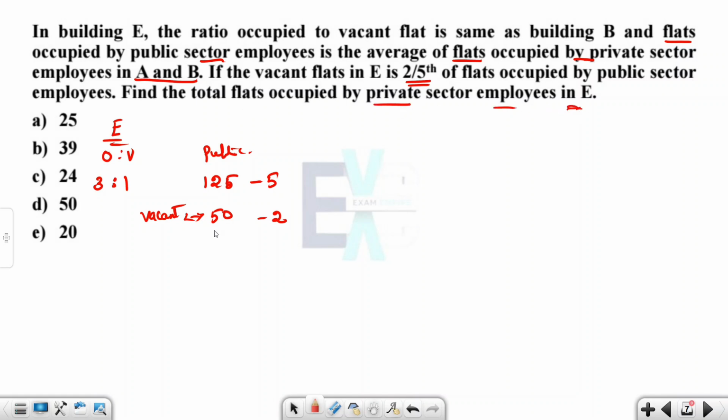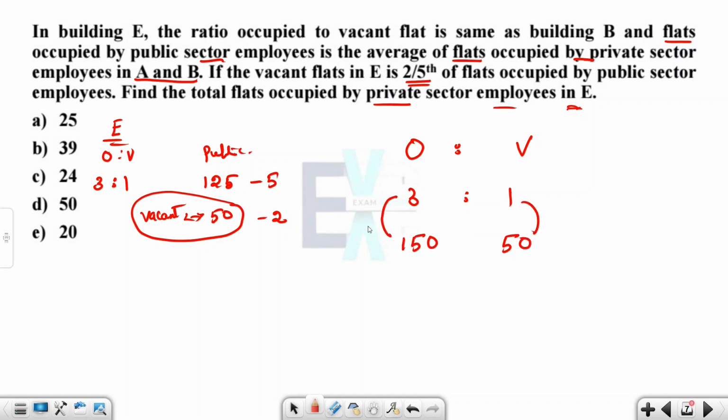See, now only we came to know how many are vacant in total. 50 are vacant. You know, in E, occupied to vacant is 3:1. How many vacant? 50 vacant. That means how many occupied? 150 occupied. If one part is 50, 3 parts will be 150. In that 150, how many are from public? 125 are from public. That means the remaining 25 will be from private. So the answer will be 25.